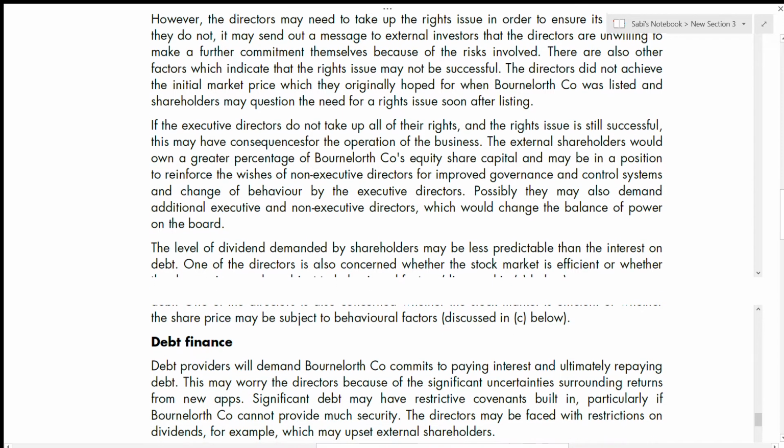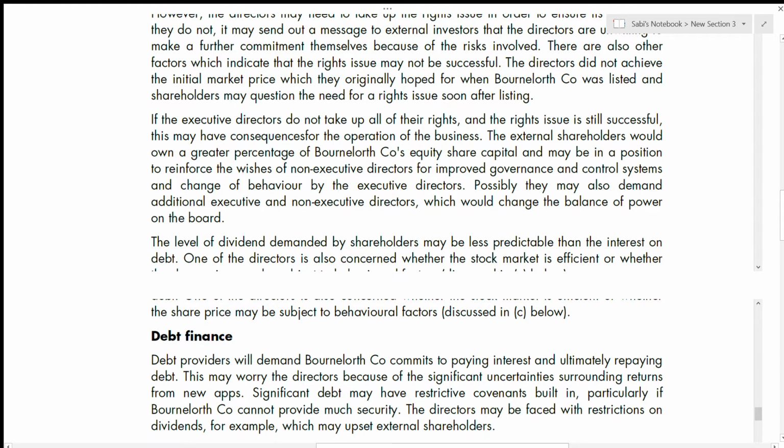So that's why they are saying the level of the dividend which is demanded by shareholders is less predictable. You cannot predict this with certainty, but interest, you can predict. You know the amount of interest you have to pay. Right? So then the interest on the debt. Now they are comparing debt with the right issue. Right? One of the directors is also concerned whether the stock market is efficient or whether the share price may be subject to behavioral factors.